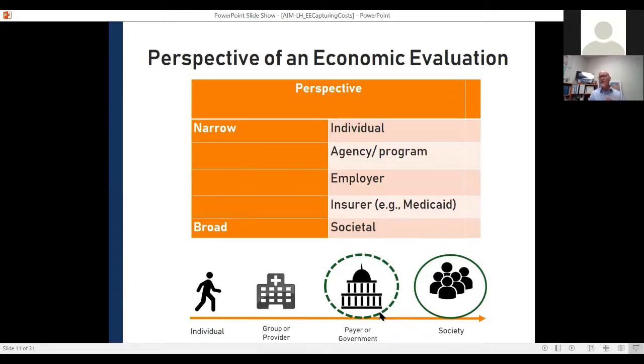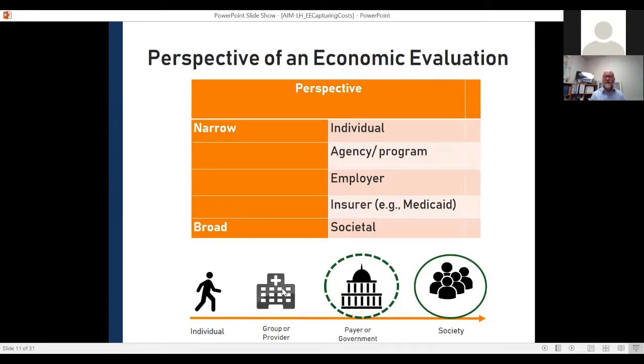What we want to know is, what are the costs to my program? So if I'm running the diabetes program in my local public health agency, what's the cost to me for offering a diabetes prevention program? And then on the other side of the scale, what's the return on that investment in diabetes prevention? In most cases, that return actually accrues to our state Medicaid office, because they might be covering the medical services for people with diabetes that are also being potentially reached by our interventions.